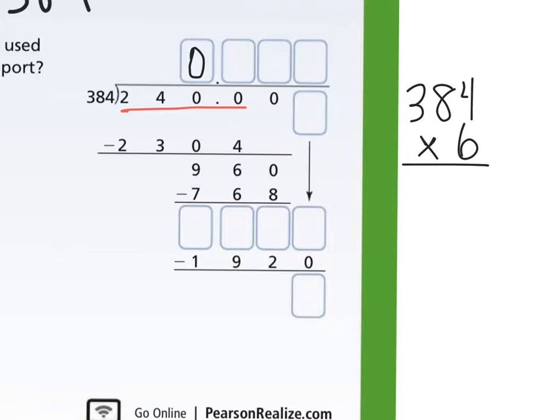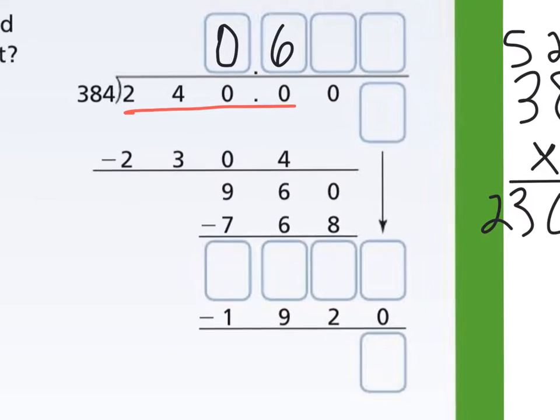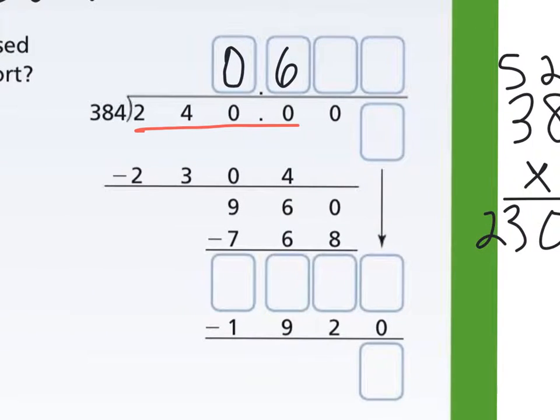Okay, so 6 times 4 is 24. 6 times 8 is 48, plus 2 is 50. 6 times 3 is 18, plus 5 is 23. And that looks good, especially since we've already got 2304 on the line there. So that's even more assurance that we did that correctly. Okay, and then at that point we can go to subtract this.